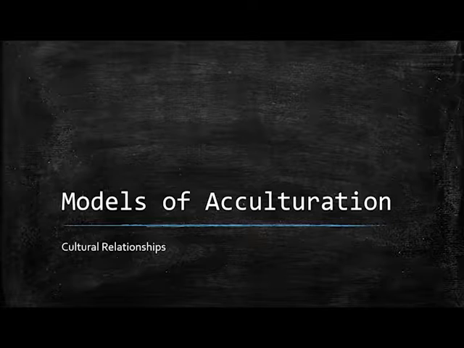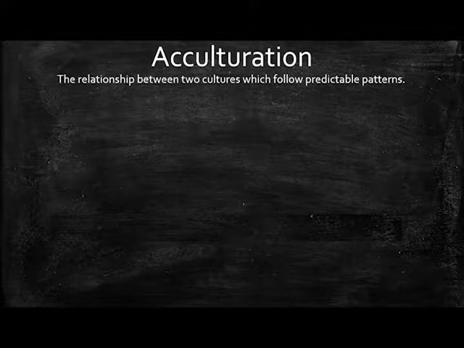The topic today will be models of acculturation or cultural relationships. We've looked at enculturation, acculturation, and cultural diffusion as terms. However, we can look further into acculturation because there are predictable patterns that arise when two cultures have a relationship. These patterns can create models of acculturation whereby we can predict what will happen when two cultures meet.